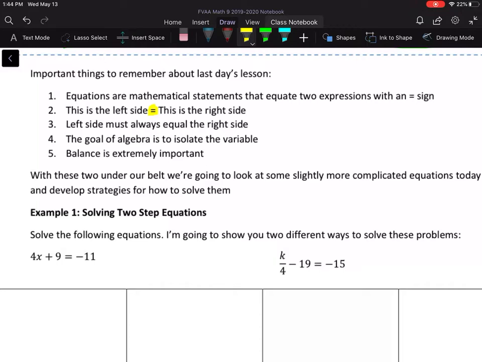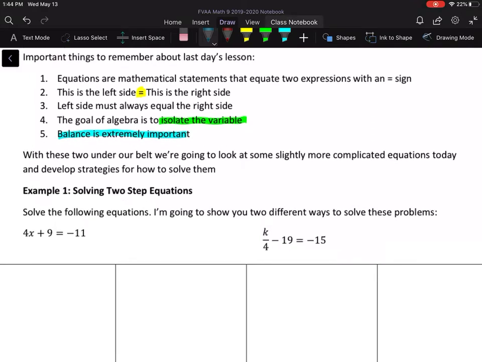The goal of algebra is to isolate the variable so as to solve for the value of the variable, because if you just have x is equal to something, then you know the value of the variable. And balance is extremely important. Remember that whatever we do to the left side of the equation, we have to do to the right side of the equation and vice versa. All right. So with these under our belts, we're going to look at some slightly more complicated equations today and develop strategies for how to solve them.